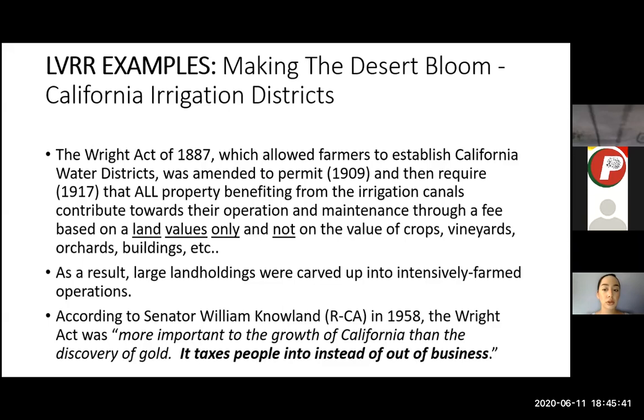Senator William Knowland, who was a senator from California in the 1950s, talked about the Wright Act as being more important to the growth of California than the discovery of gold. And here's an interesting quote. He says, "It taxes people into instead of out of business."